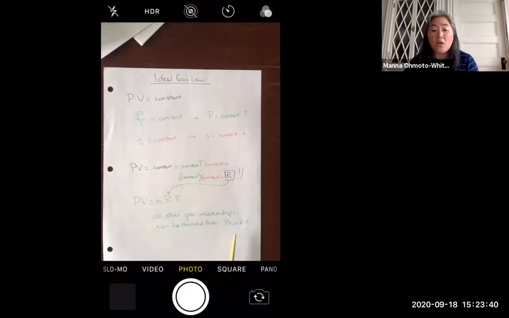All other gas relationships can be derived from PV equals nRT. So this, in fact, is the only gas equation that you need to know when you're looking at relationships between pressure, volume, number of particles, and or temperature. And the universal gas constant is a value. It depends on the units of P. Because there are many different units of P, that value of R will depend on the units of P. So just be careful. Most of the time we'll be working with atmospheres, but just be careful, especially in your gas lab.